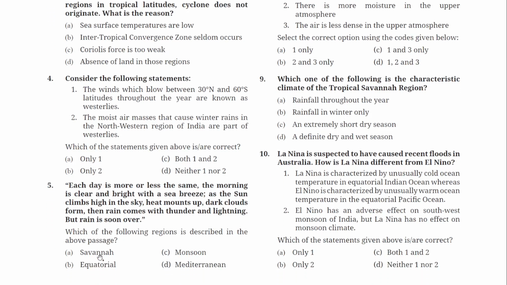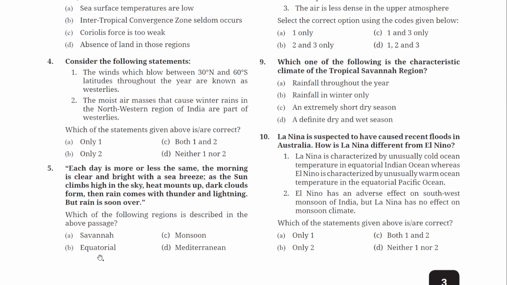Question number 5. Each day is more or less the same. The morning is clear and bright with a sea breeze. As the sun climbs high in the sky, heat mounts up. Dark clouds form. Then rain comes with thunder and lightning. But rain is soon over. This type of climate is seen in which region? That is the question.